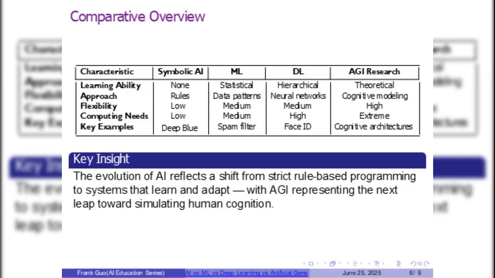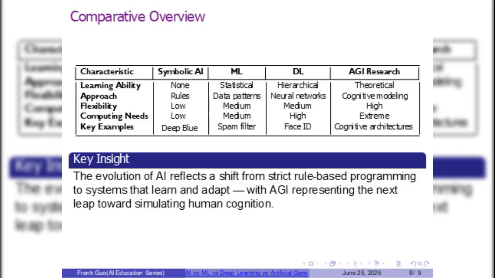Here's a side-by-side comparison of the four major approaches in AI. Symbolic AI doesn't learn from data. It follows strict rules, like a flowchart. It's great at logic and decision-making, but lacks flexibility. Machine learning uses data to find patterns. It's more adaptable than symbolic AI and works well on structured problems, like detecting spam or predicting loan defaults.